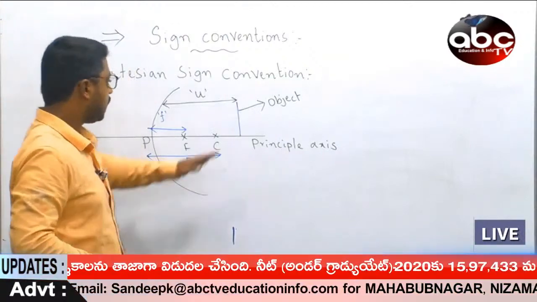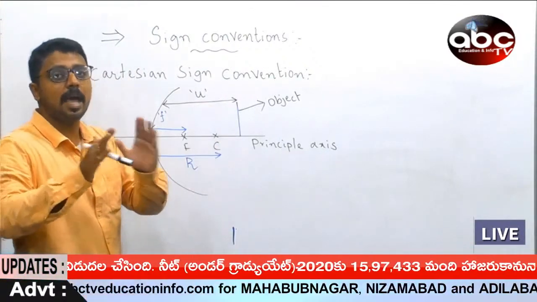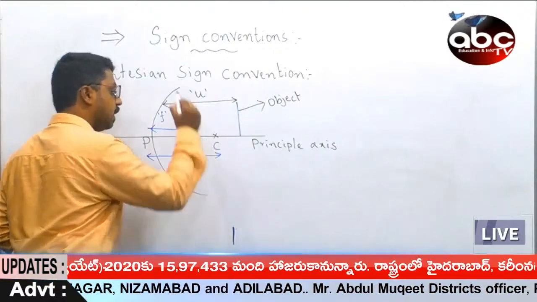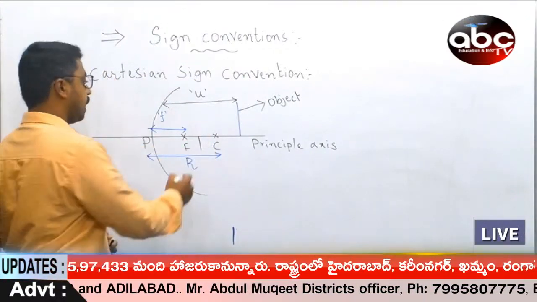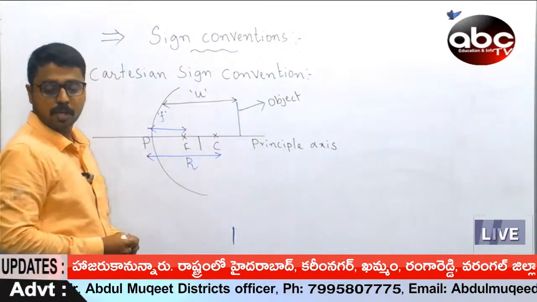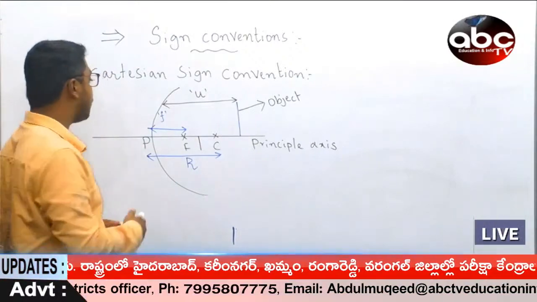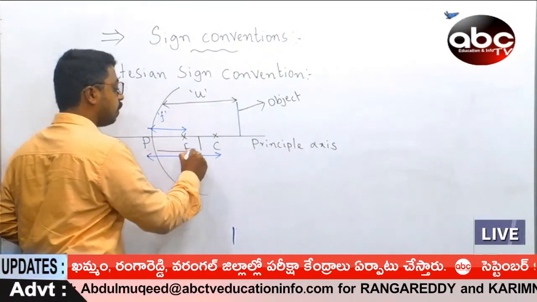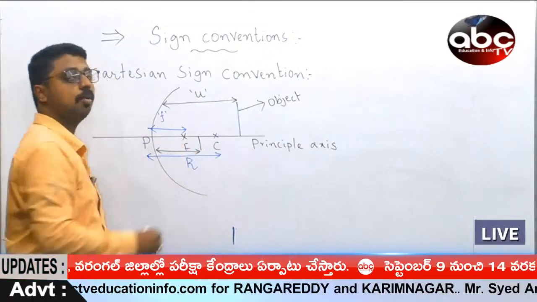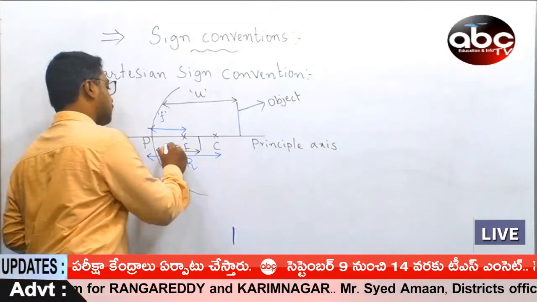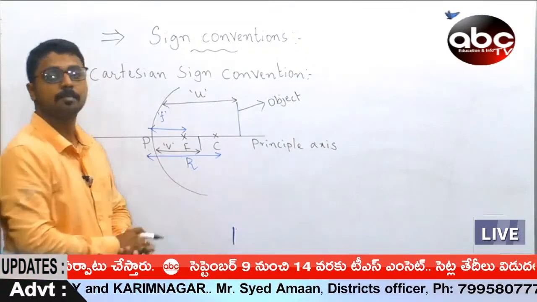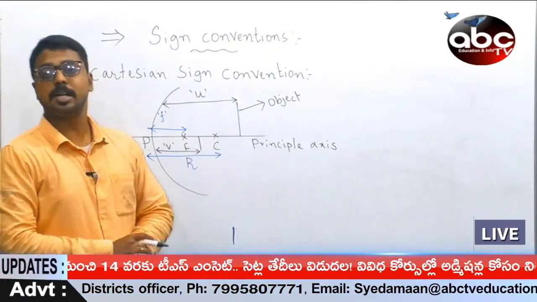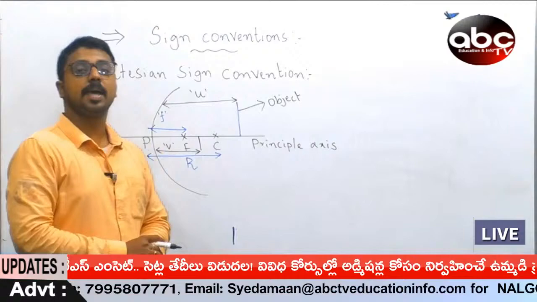Suppose we placed an object. Roughly we are obtaining an image like this. We obtain an image here. So there must be some distance between this point and the image also, which is given as small v, which is called the image distance.